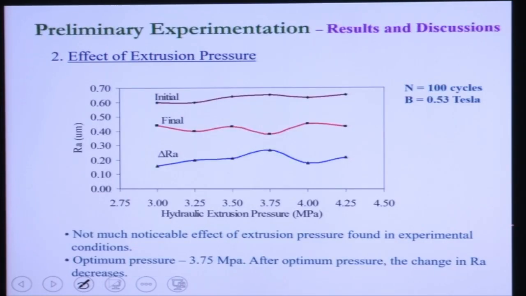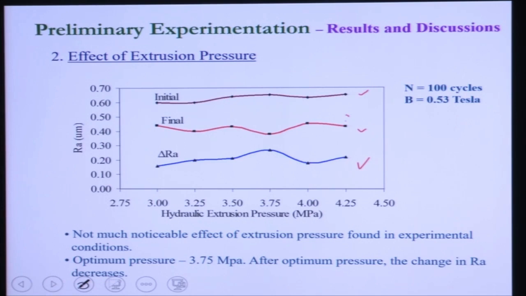Now, effect of extrusion pressure. So this is the initial surface roughness, then this is the final surface roughness plot, and then this is the change in surface roughness plot. From this figure, from this red figure, the second one, you can see there is no change in the final surface roughness profile, except at 37.5 bar pressure or 3.75 megapascal pressure. So there is no significant change in surface roughness with the application of pressure in the case of the MRFF process.